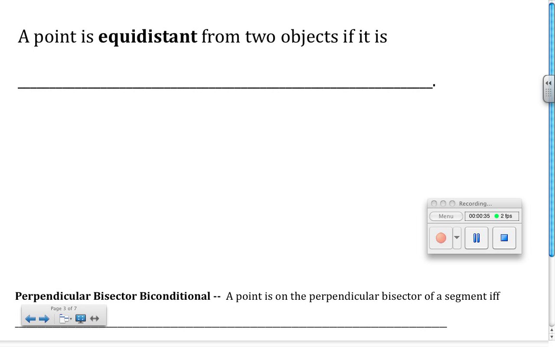Before we get into that, however, let's talk about what it means to be equidistant. If a point is equidistant from two objects, let's just call them objects, just to be vague, what do you think that means? Think about that word, equidistant. Jesse? Exactly. A point is equidistant from two objects if it is equally far from both.